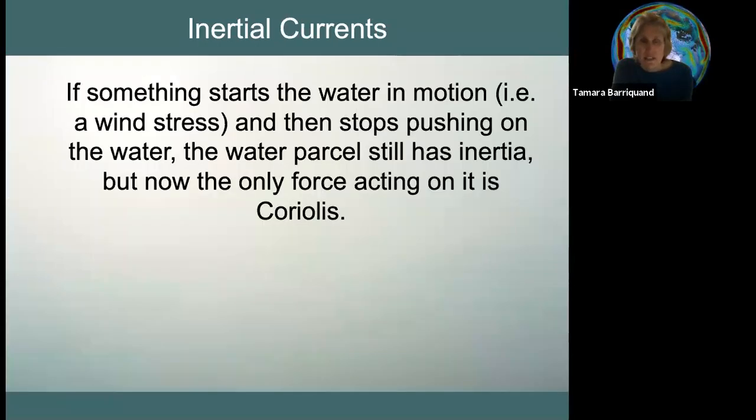Now we started to talk about this idea of an inertial current. The idea is if something starts the water in motion, and we'll look in more detail about how we can start the water in motion. We talked about that a little bit with waves. And then it stops pushing on it. So first we have a force that starts the water going, and it gives it some inertia. It has mass already because it's water, and we give it some velocity. So now it has inertia. It's moving and there's nothing acting to stop it because there's not a lot of friction. We usually consider almost no friction. So the only force acting on it in that case will be Coriolis.